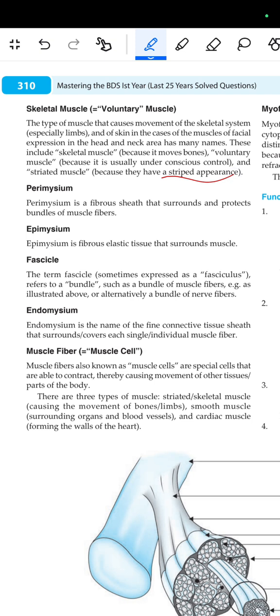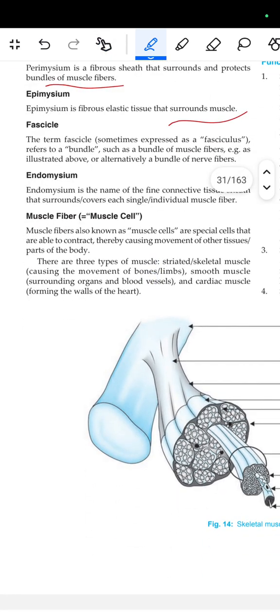Perimysium is a fibrous sheath that surrounds and protects the bundles of the muscle fiber. Epimysium is a fibrous elastic tissue that surrounds the muscle. Then comes fascicle. The term fascicle, sometimes expressed as the fasciculus, refers to the bundle such as a bundle of the muscle fiber, example as illustrated above, or alternatively a bundle of the nerve fiber. Endomysium is the name of the fine connective tissue sheath that surrounds or covers each single individual muscle fiber.